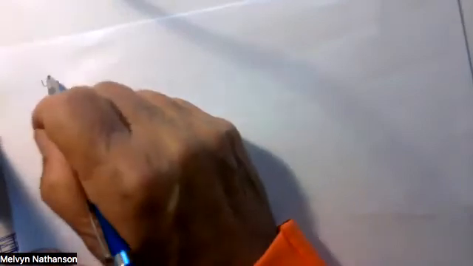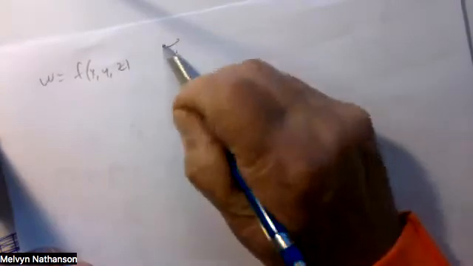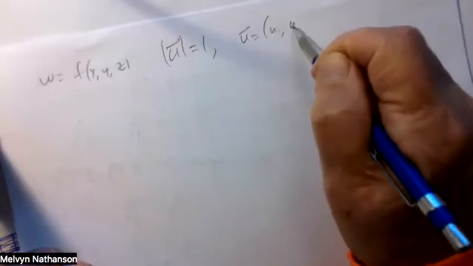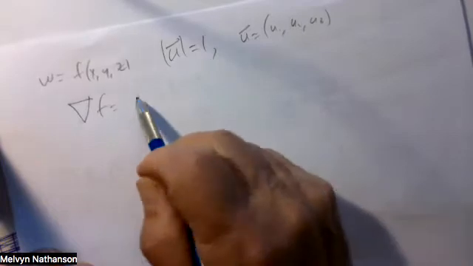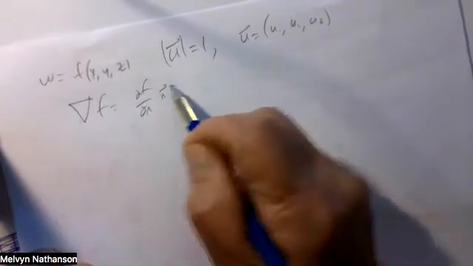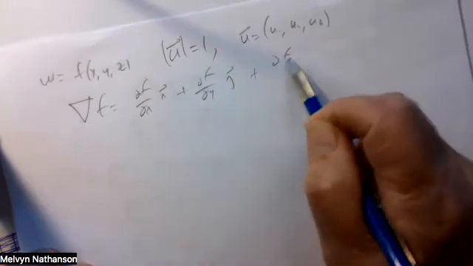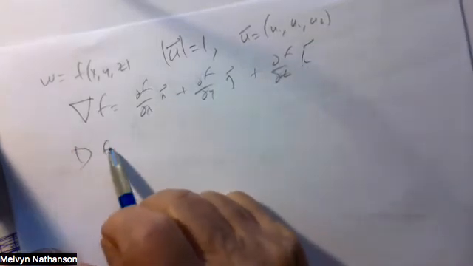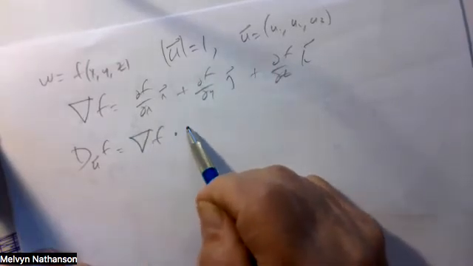And exactly the same rule holds if you have some function that, say, w is a function of x, y, and z. We take a unit vector u, where u has coordinates, let's say u1, u2, u3. The gradient of f is the partial of f with respect to x, i, partial of f with respect to y, j, partial of f with respect to z, k. And the directional derivative of f in the direction u, again, is the dot product of the gradient of f with u.